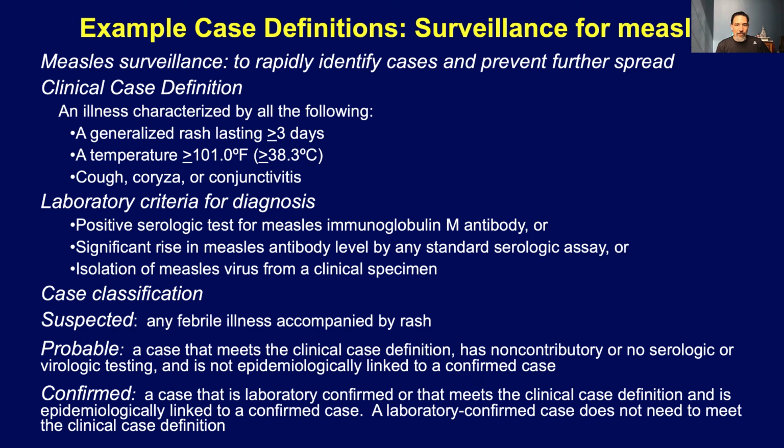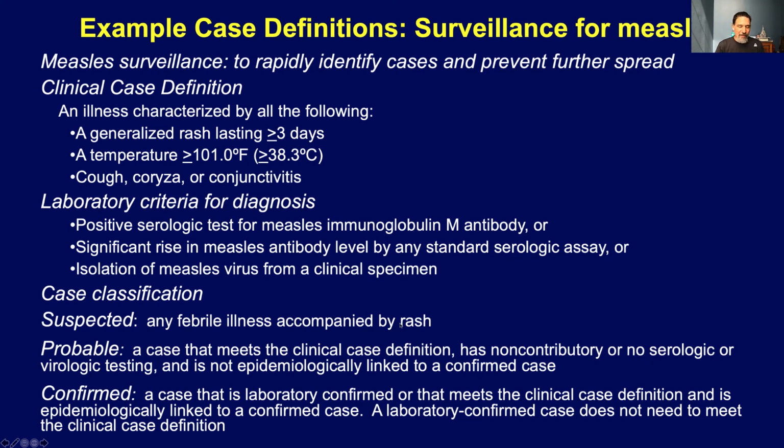So what about measles surveillance? This is a surveillance system that is intended to rapidly identify cases and prevent further spread of measles in the community. They have a clinical case definition at the top here that individuals could meet depending on their symptom profile, and then also laboratory criteria to confirm the diagnosis, which includes different kinds of laboratory tests. And here they have a degree of suspicion that classifies cases into suspected, probable, and confirmed.